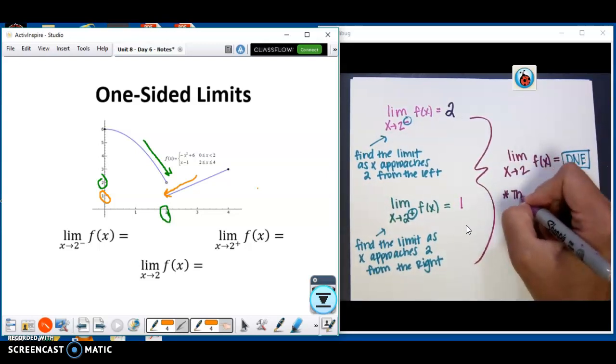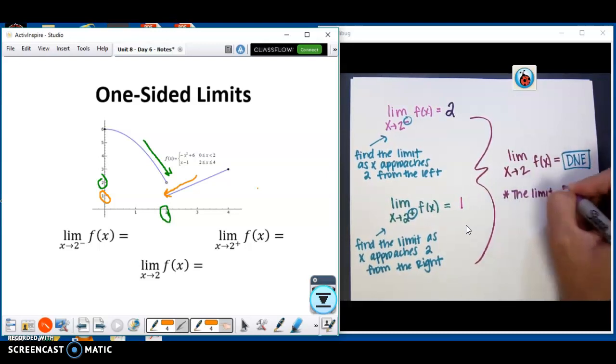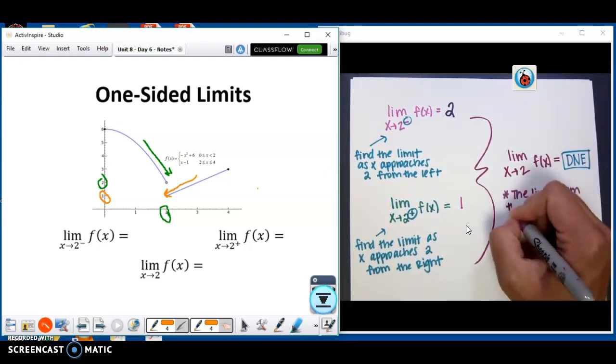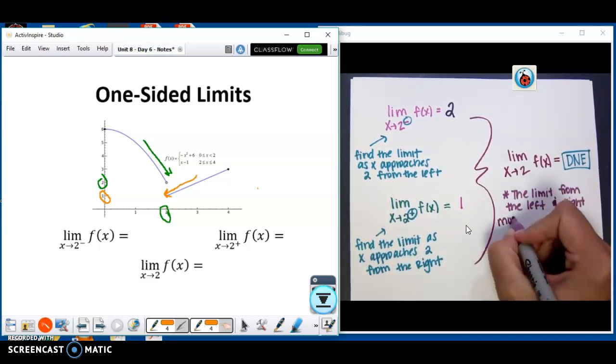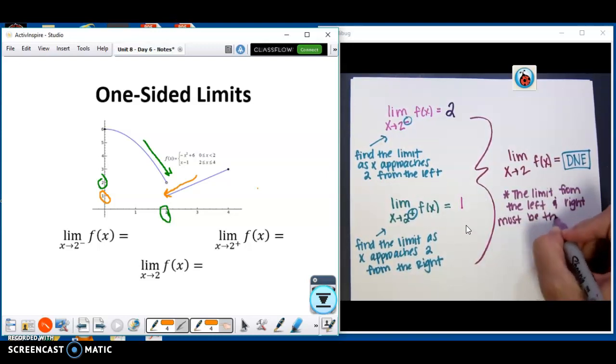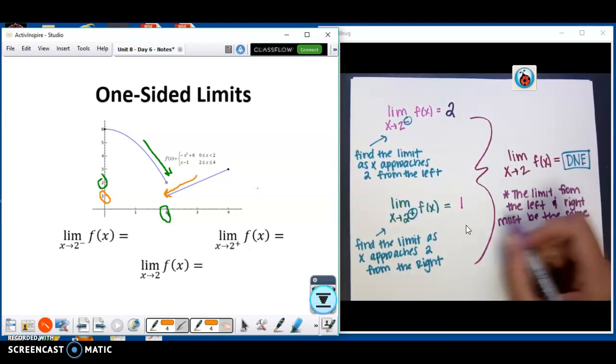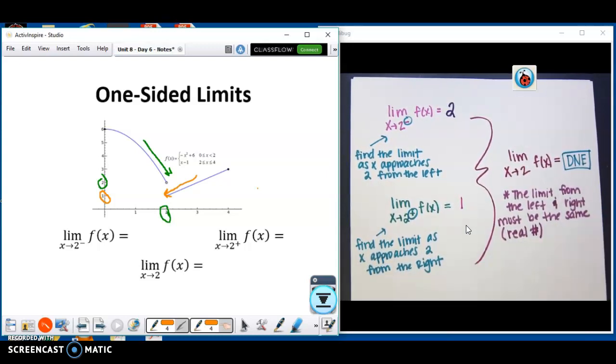just write this out. The limit from the left and right must be the same. And we're also going to look at later, it has to be a real number, so it can't be infinity or negative infinity for the limit to exist.